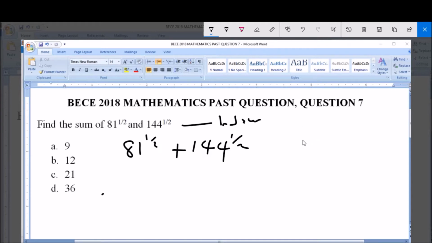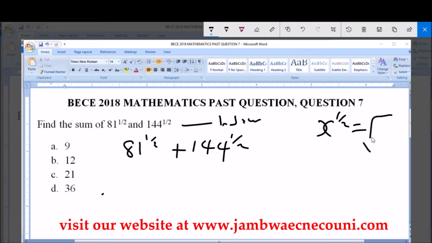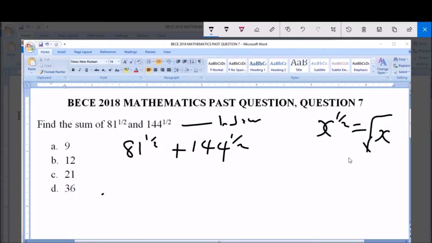And like we know, one of the laws of indices says that when you have x raised to the power of half, this is equal to the square root of x. So when you have a number raised to the power of half, 1 over 2, it simply means the square root of that number. Now we have 81 raised to the power of 1 over 2. This simply means the square root of 81 plus 144 raised to the power of 1 over 2.